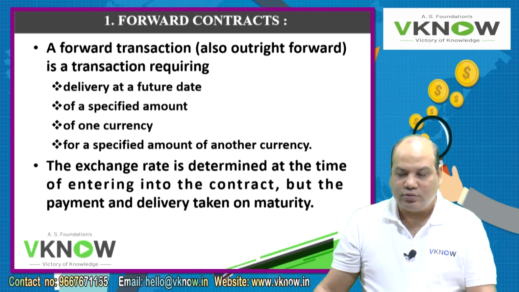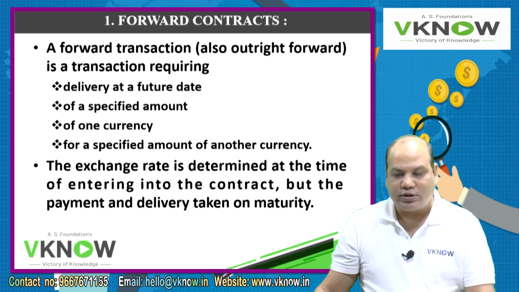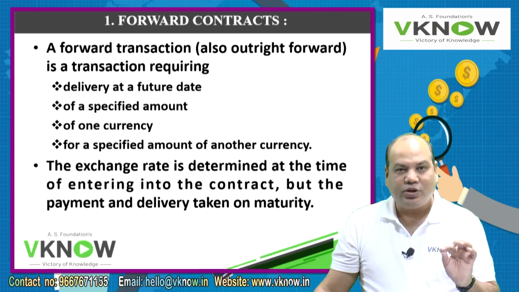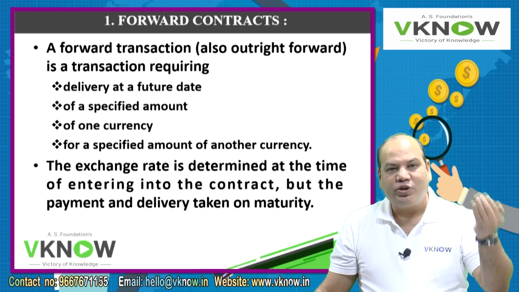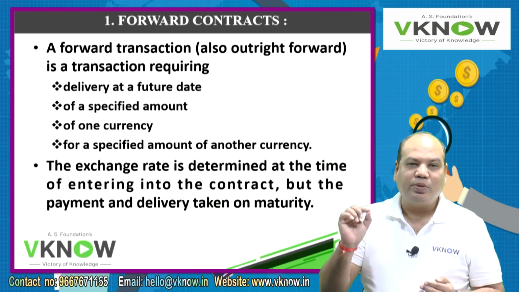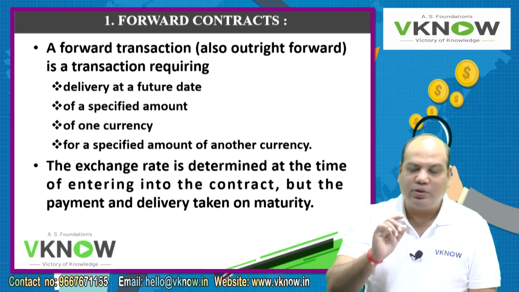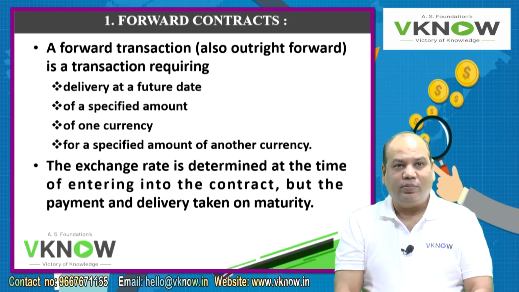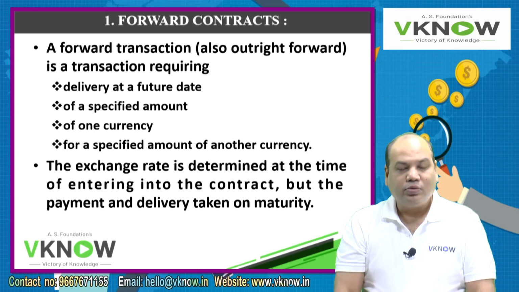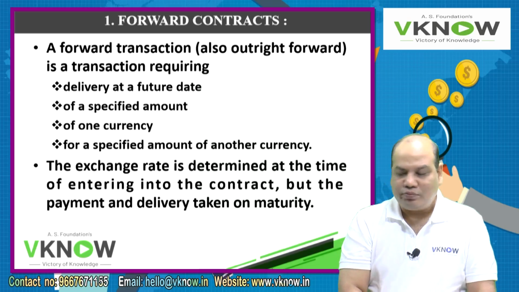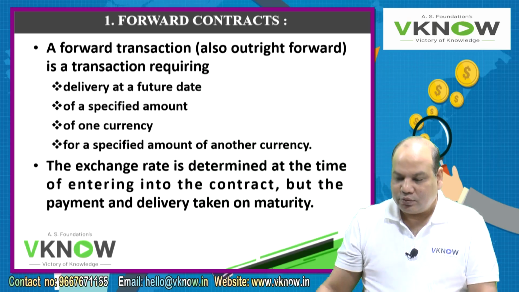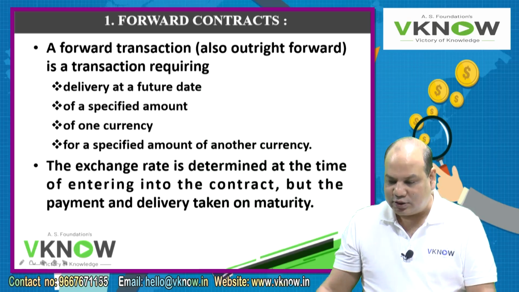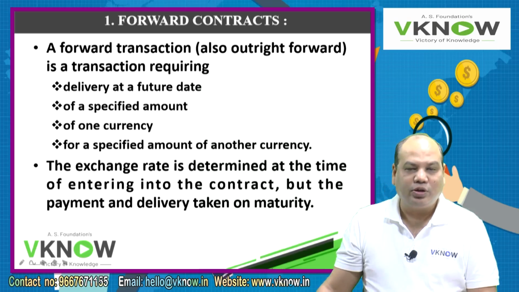A forward transaction, also called an outright forward, is a transaction requiring delivery at a future date. The first feature is that the contract will be settled at a future date. One party will pay home currency, the other party will pay foreign currency at a future date, of a specified amount. The amount is specified well in advance. A specified amount of one currency is exchanged for a specified amount of the other currency. The exchange rate is determined at the time of entering into the contract.